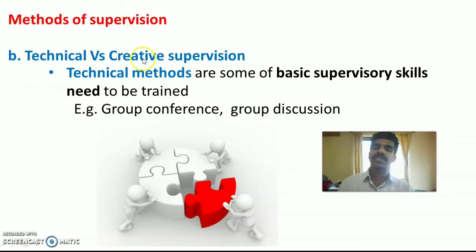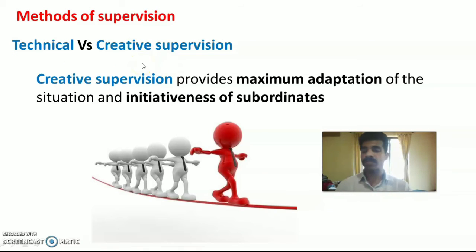Next is technical versus creative supervision. In the technical method of supervision, some of the basic supervisory skills need to be trained to the employees or workers to render the services. So in the technical method of supervision, the employees or workers have to learn some basic skills that have to be trained by the supervisor. For example, through group conferences and group discussions, employees are trained for different technical methods to be adapted or rendered in their work situation.